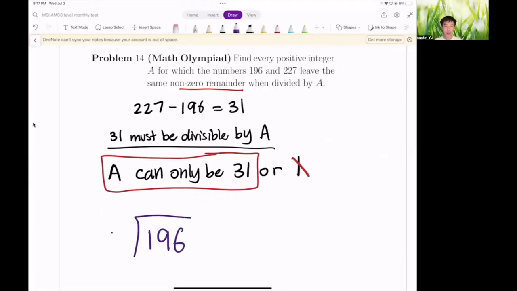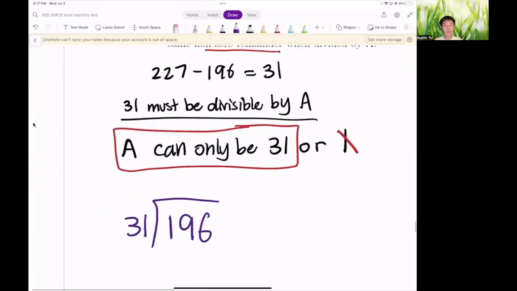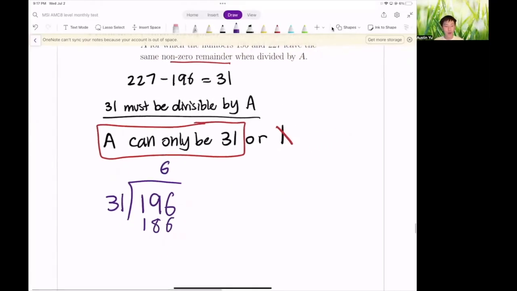196 divided by 31 first. How many times does 31 go into 196? That would be 6, right? Because 6 times 31 is 186. And the remainder would be 10.